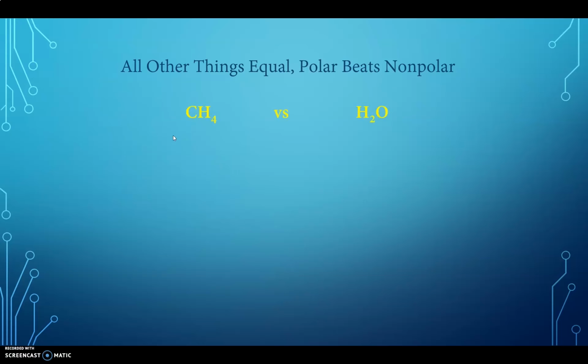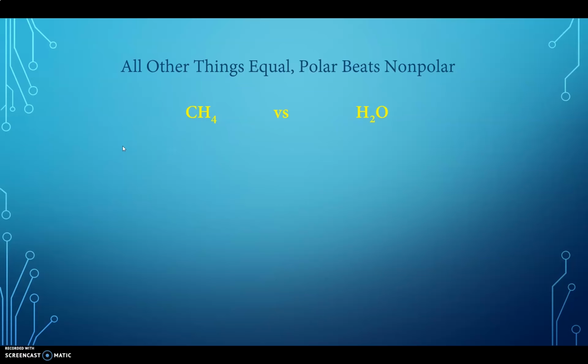So, for example, let's compare methane and water. Each of these have 10 electrons. And so they're equal in that point. Methane, however, is a nonpolar molecule. It's a tetrahedron, but water is a bent molecule, which means it's going to have a permanent dipole.